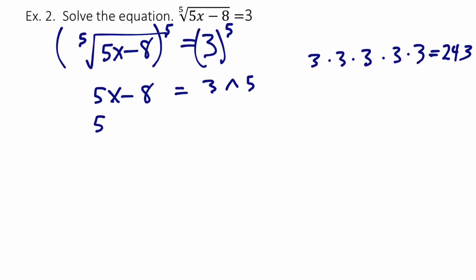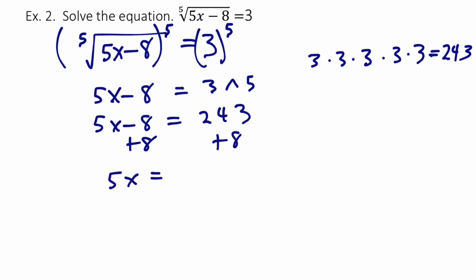So I have 5x minus 8 is equal to 243. So I add 8 to both sides. 5x is equal to 251. So dividing by 5, x is equal to 251 over 5. All right, so this is a fifth root. It's an odd root, so we shouldn't have any extraneous solutions. This should work. But you can go ahead and check it to prove to yourself that you didn't make any mathematical errors along the way.